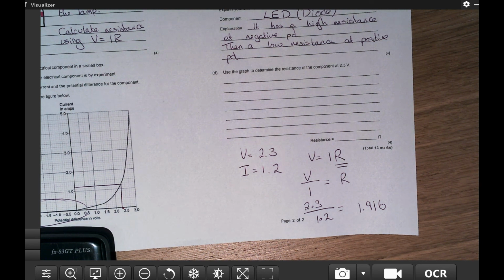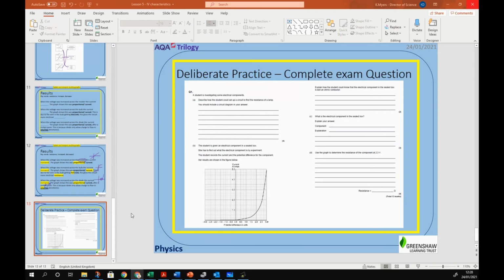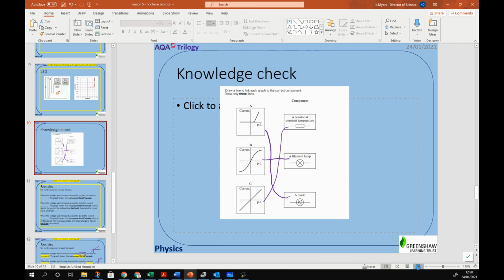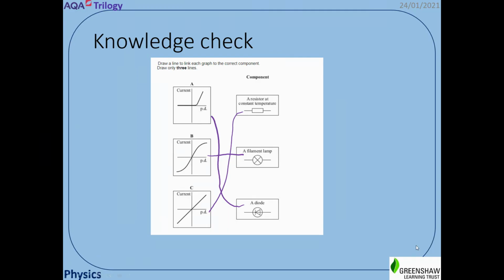Okay, well done for that today, Year 10. So the main thing that I want you to take away from today's lesson is knowing the shape of these graphs. You must know that a diode is going to go flat and then up sharply. You must know that a lamp graph will be curved, and you must know that a resistor at a constant temperature will be a straight line.